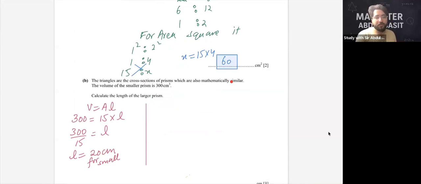If you want to calculate the length of the larger prism, that is also very easy. It's times 3.